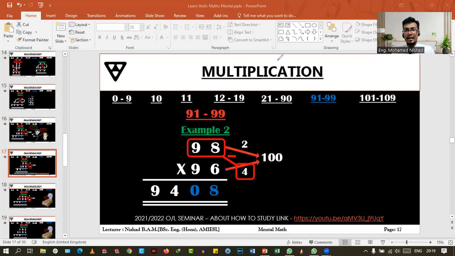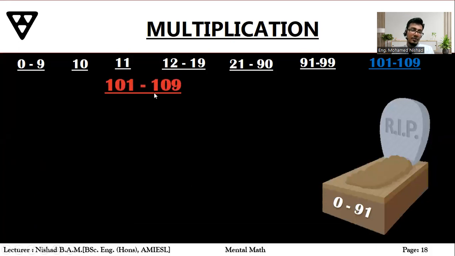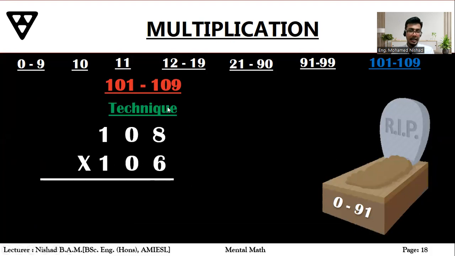It's very simple. And now we are going to learn numbers more than 100, right? If those two numbers are more than 100, we are going to learn how we can multiply them together. So let me explain it like this. 109, so we have to multiply the numbers lying between 101 and 109. If you see those two numbers, it will be very, very easy, right? Even after learning this one, you will say that, right? So the technique is, if you are going to multiply 108 times 106, it will be very easy.